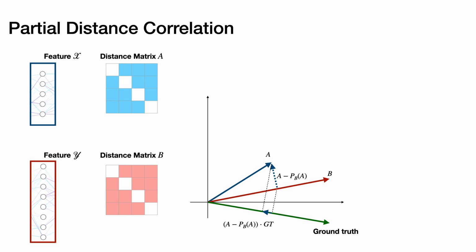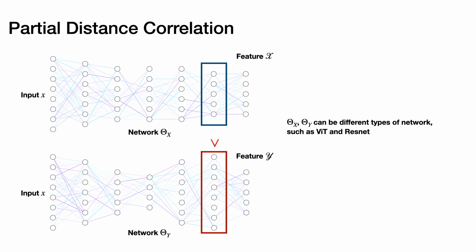We know that distance correlation can handle different dimensions easily, so we can use distance correlations quite directly in this setting. If we can project the distance matrix A onto distance matrix B, and we only use the residual to compute the correlation, we can answer questions of this form quite easily. This is called partial distance correlation. Bringing this discussion back to the vision space, we can ask and answer questions like, what does ViT learn that ResNet doesn't, and so on.